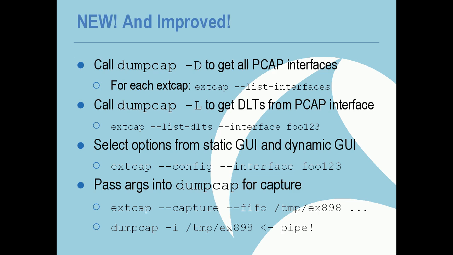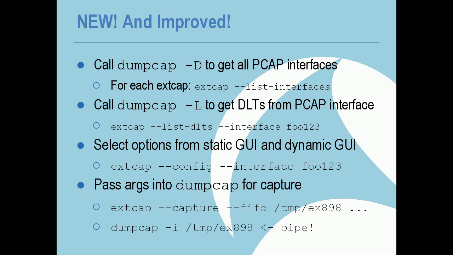The new and improved way is, remember we said we don't want to break anything that's existing in Wireshark. So we still leave all the old code in place. We just add some new branches. After we call Dumpcap to get all the PCAP interfaces, we iterate over all the Extcaps and ask them for a list of their interfaces.